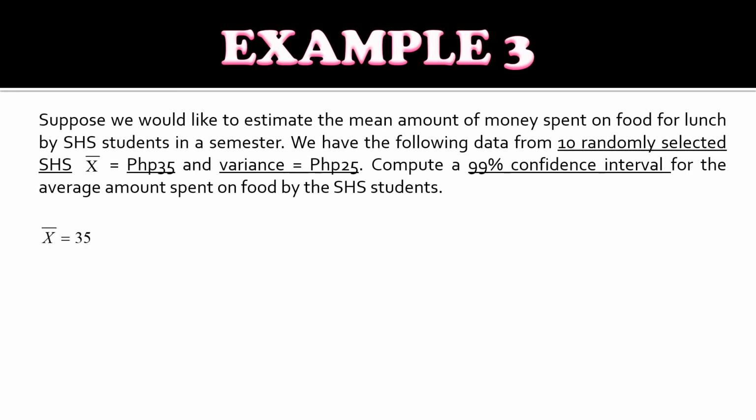So we have the sample mean is 35. Our sample size is 10. We have the standard deviation of 5, and a 99% confidence interval with 10 minus 1 degrees of freedom. So where do we get the standard deviation? Our given is the variance, and as we know, standard deviation is the square root of the variance. That's why we got a standard deviation equal to 5.